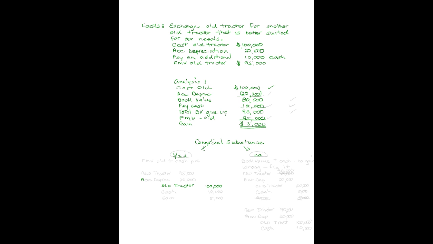Then I would debit accumulated depreciation. Notice I'm just following my analysis above for $20,000. In my entry now sits book value of $80,000. I'm paying cash of $10,000, so I better credit cash for $10,000. And I'm getting a new tractor.